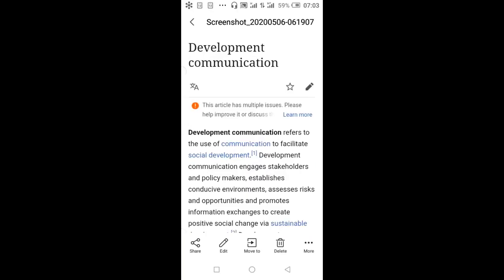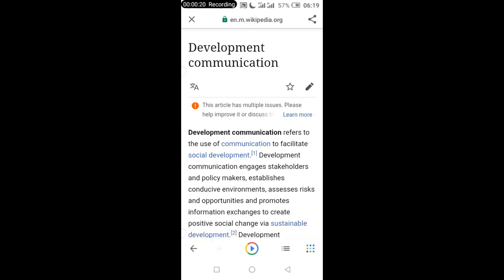So when we talk about development communication or communication for development, the question we're asking ourselves is, how does communication play a role in the growth and development of any society? You and I are communication professionals. In what way does our role aid the development of the society in which we find ourselves?